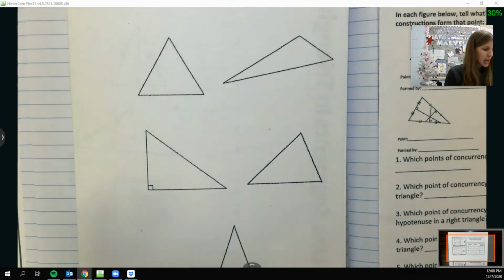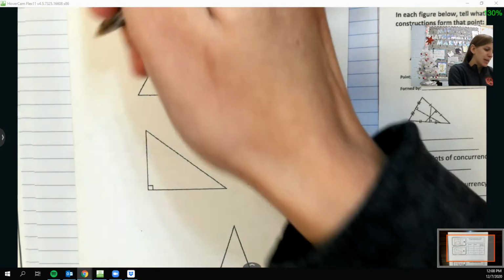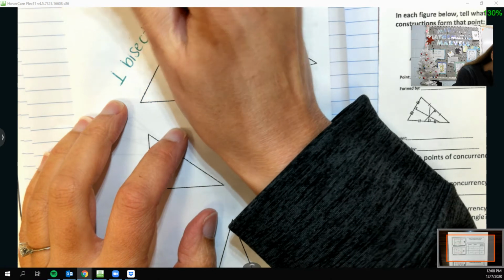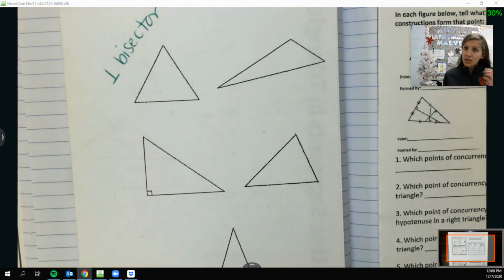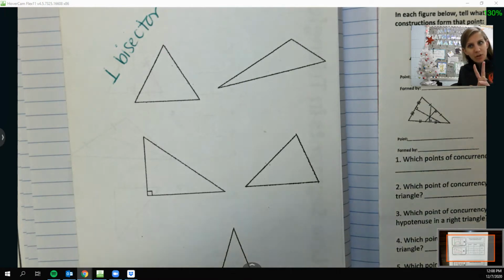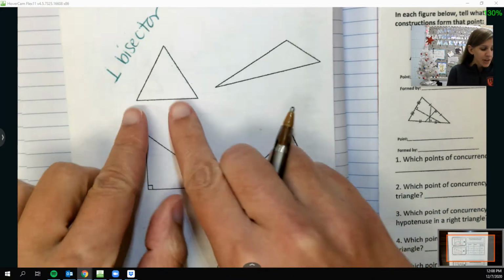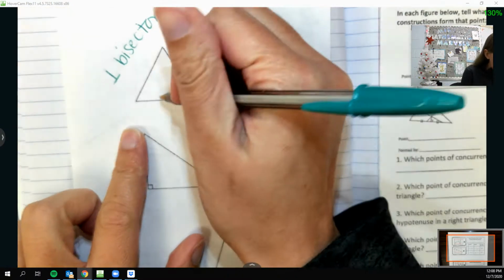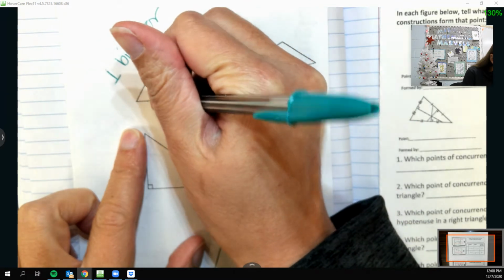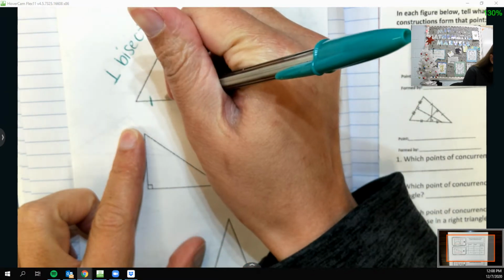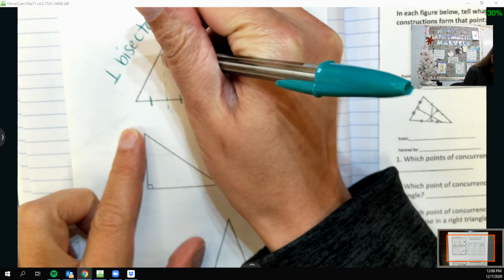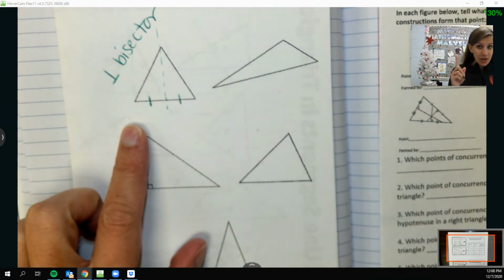So first thing I want to talk about is a perpendicular bisector. The way that I can tell that a line drawn inside of a triangle is a perpendicular bisector is I really have to look for two things. I have to look for a line cutting a side in half. So for instance, maybe I see two tick marks on either side of a line. So that's the bisector part.